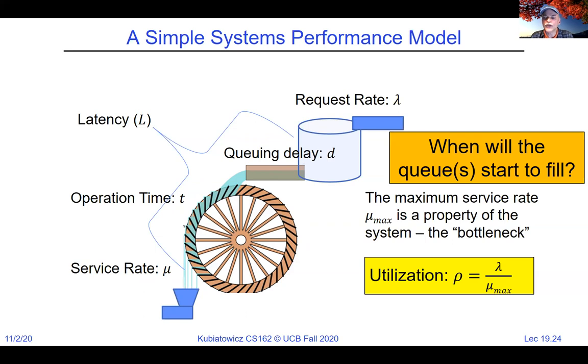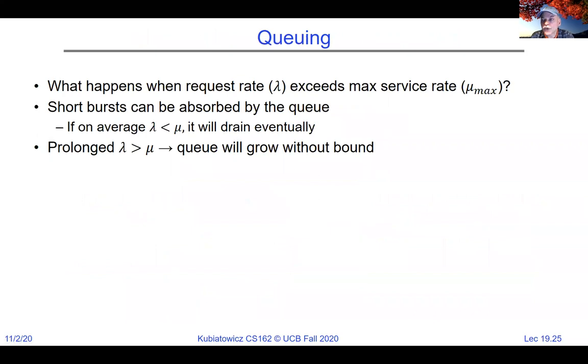So when will the queue start to fill? Well, the queue is going to start to fill when we're busy servicing something and something else comes in, right? So some questions about queuing. What happens when the request rate exceeds the maximum service rate? We already did that. The queue's going to fill up. Short bursts can be absorbed by the queue if on average lambda is less than mu, okay?